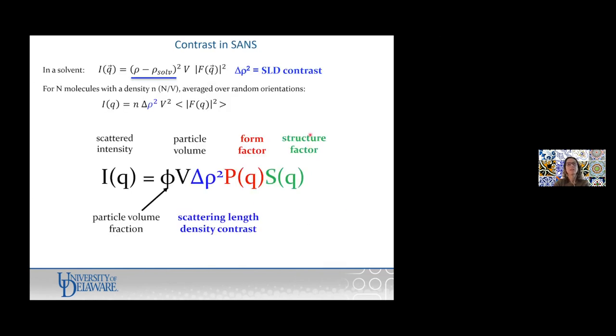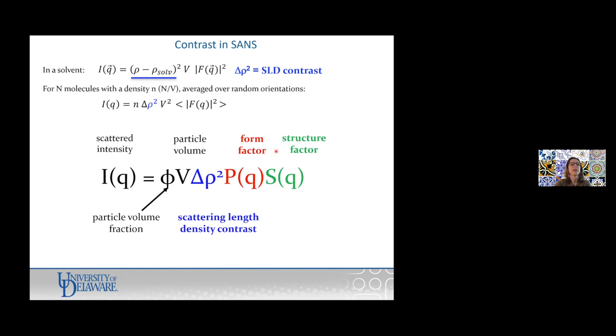Okay, so let's go back to contrast. I believe Frank has already shown you an example, so I won't go too much into it, but still I want to mention it because it's important. It's one of the main reasons why you use SANS. So your contrast in SANS, as I told you when I showed you the fish, comes from the difference between the scattering length density of your sample and that of the medium that it's in, so your solvent, if you will. And when you hear us talking about contrast, it's the scattering length density contrast, and it's the square of this difference.